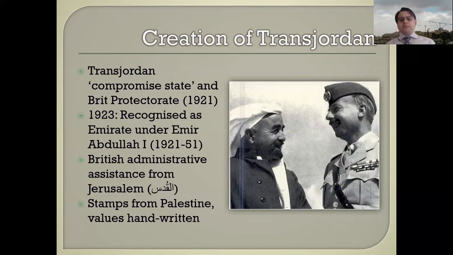At this time, British administrative assistance was set up in Jerusalem or Al-Quds, what is now what you would call Palestine. And Jordan itself didn't even have its own stamps. It had stamps imported from Palestine with the values handwritten. So it really feels like the kingdom was quickly created. It was really an emirate.